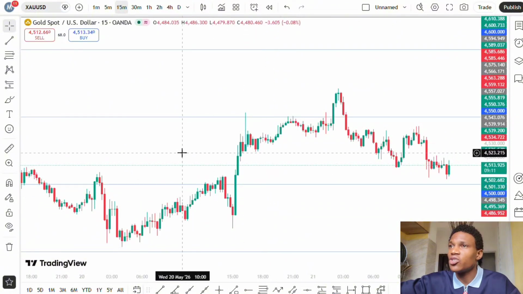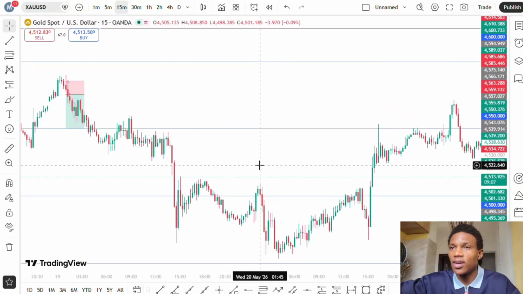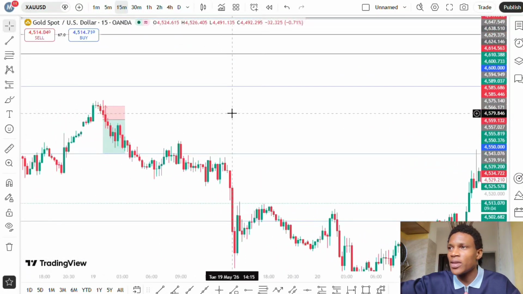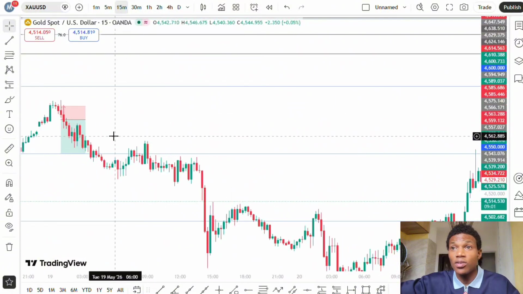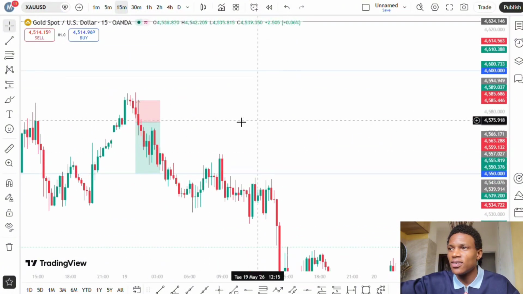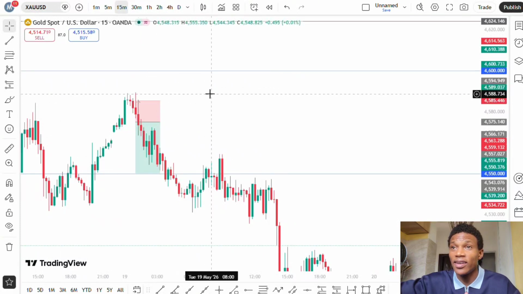This is the last trade I took on this account. Let me scroll to the last trade I took before I got blown out. It was very overwhelming. This is the last trade I took on this account. You can see this trade was on Tuesday. I took this trade in the middle of the night, around 1.